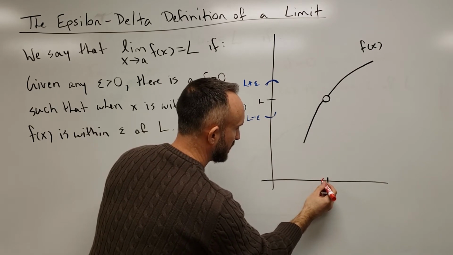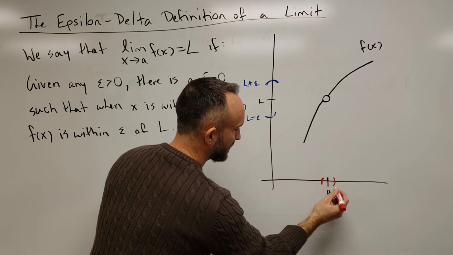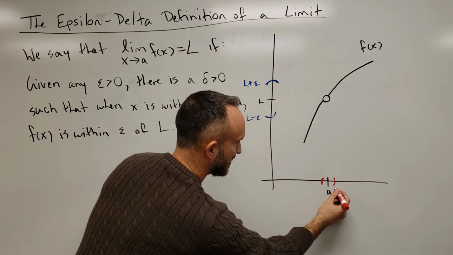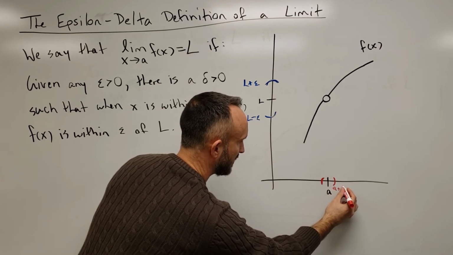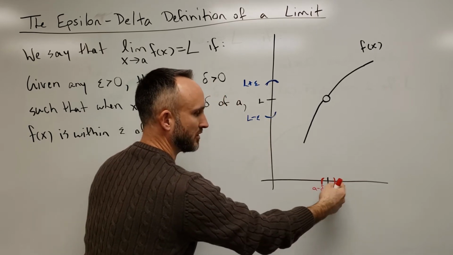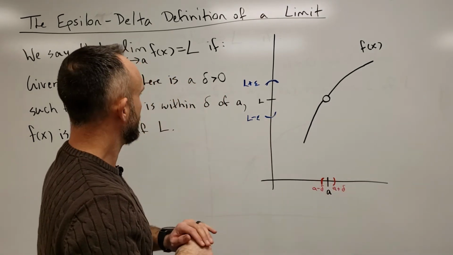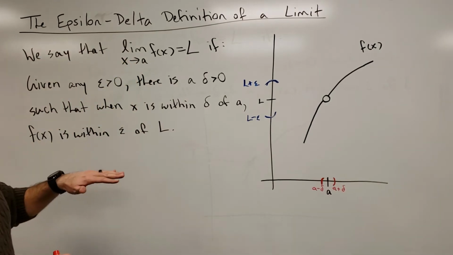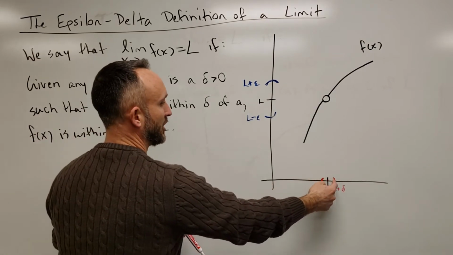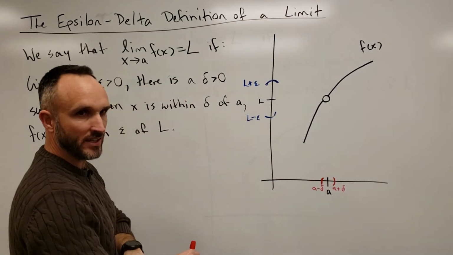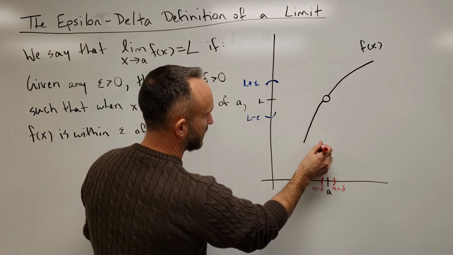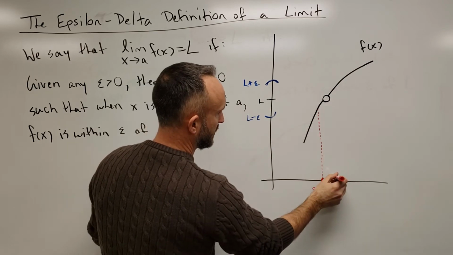So let me show you a delta that would work. So delta is this distance from a to each of these red points on the x-axis. So this x value would be a plus delta, and this x value would be a minus delta, if you go delta to the right or delta to the left, okay? So the definition says when x is within delta of a, so if I pick any x value in this region within delta of a, so you can imagine if you sort of project that up here to the function, I'm sure my lines aren't straight here, but you get the idea hopefully.